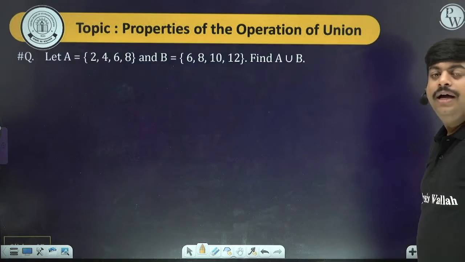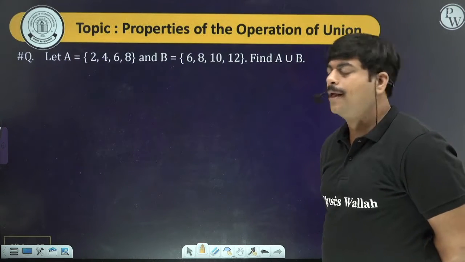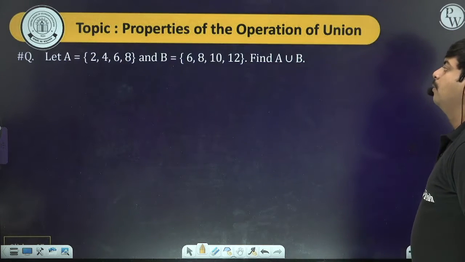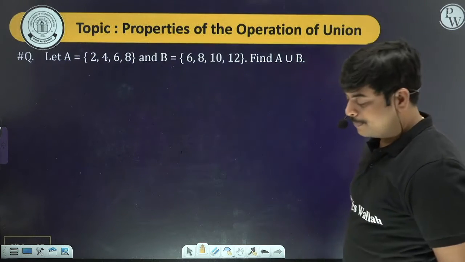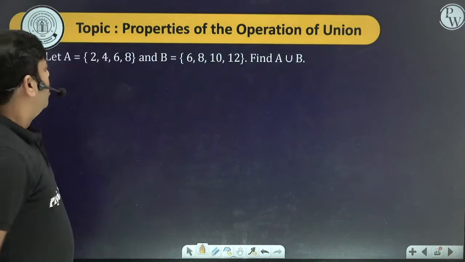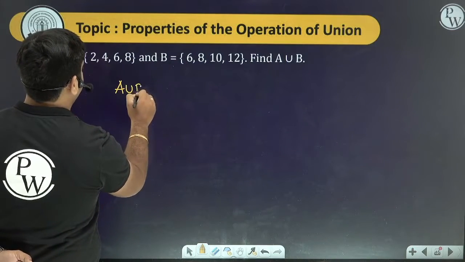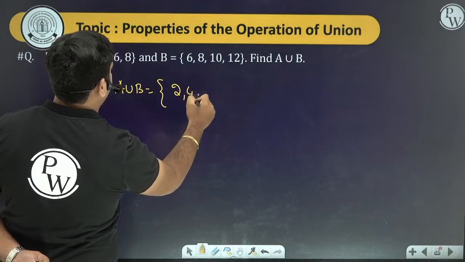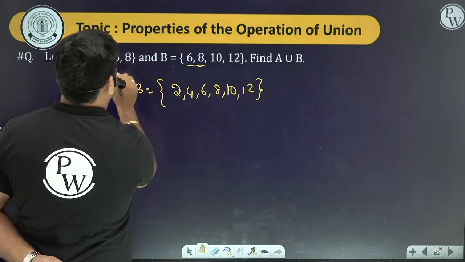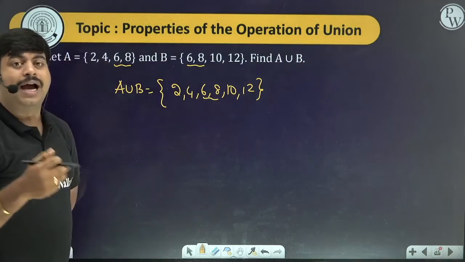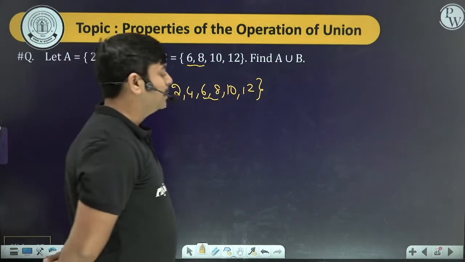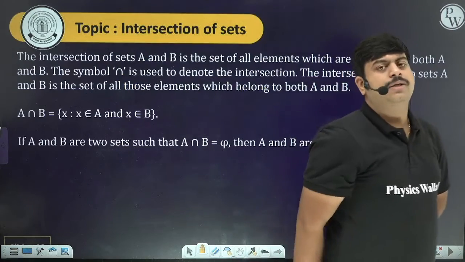Okay, so after union, we have a question, and after that we are going to have intersection of sets. So we have A is equal to 2, 4, 6, 8 and B is equal to 6, 8, 10, 12. Find A union B. Union, I just told you, you need to include all the elements of A and B. So A union B will give you 2, 4, 6, 8, 10 and 12. 6, 8 are already included once, no need to include that again. That is A union B.